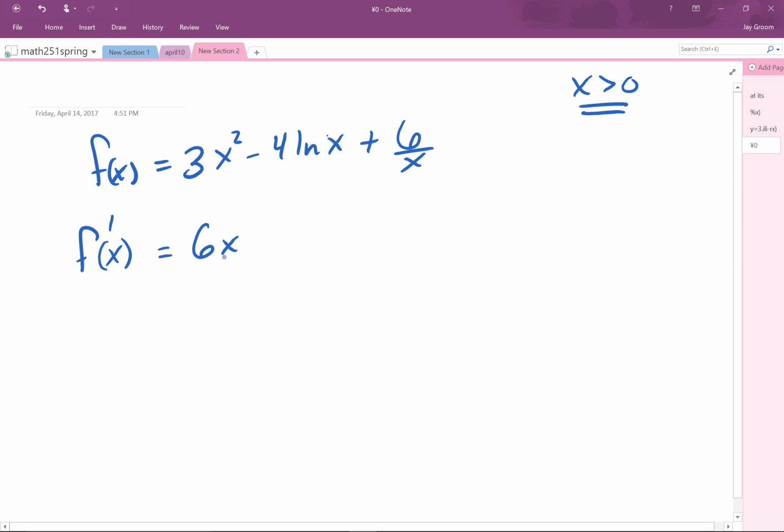So it's 6x minus 4 over x. Remember, this thing here is 6x to the minus 1, right? So it's going to be minus 6x to the minus 2, or if you prefer, 6 over x squared. Now again, this is less restrictive because here it's just x does not equal 0. But remember, our actual function is strictly positive.